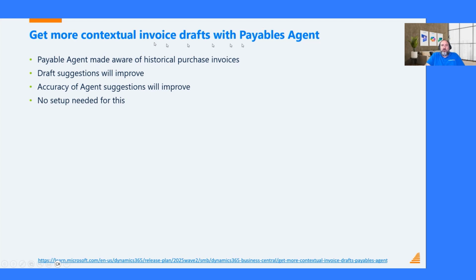Get more contextual invoice drafts with Payables Agent. The Payables Agent can be made aware of your historical purchase invoices. So what happens is, because the Payables Agent, when you activate it, can now search through your historical documents, the drafts that it suggests will improve because it's got more history, more information that it can base it on. There's no setup or anything that you need to do. Just when you activate the Payables Agent from now on, it will go into your history and find that history so that when you receive a new invoice from a specific supplier, it will be able to suggest better suggestions for you because it's got that historical information to train itself on.